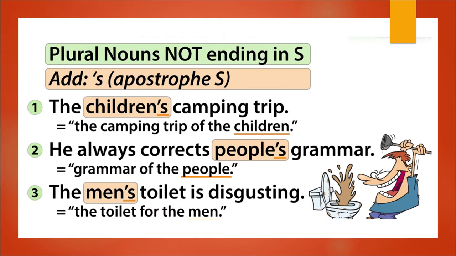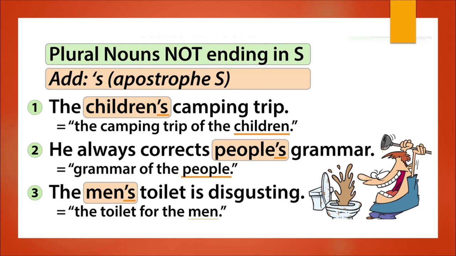Okay, let's take a look at slide number 9. Slide number 9 shows possessive nouns or plural nouns not ending in S. Uska akhri mein S nahi hai. Like the first example, okay, we just add apostrophe S here. We are only adding apostrophe S. The children's camping trip. Whose camping trip is that? The children. The camping trip of the children. Children is a plural noun, and then we add an apostrophe S only.